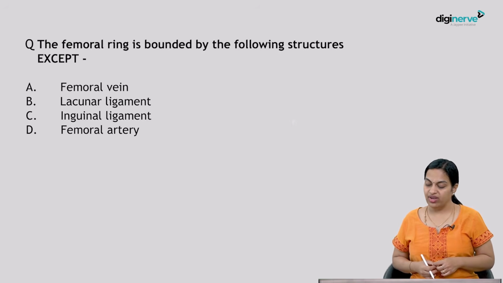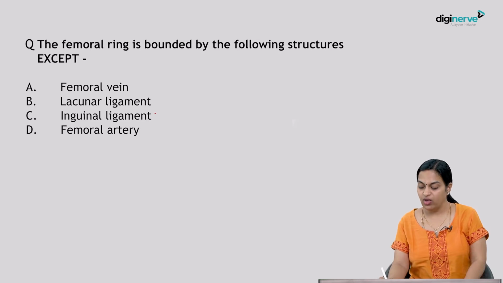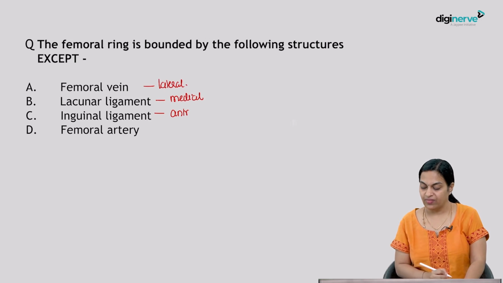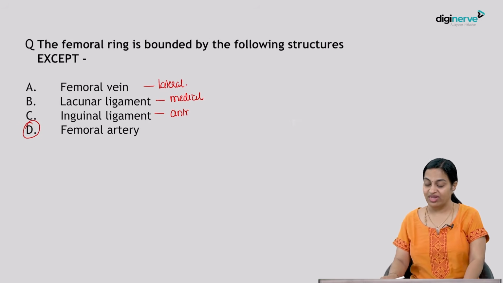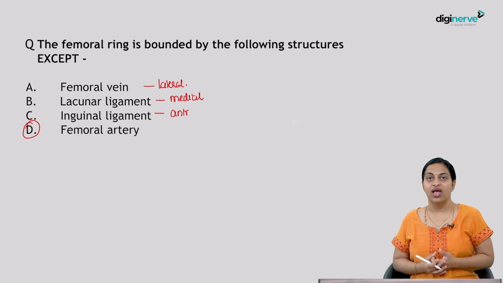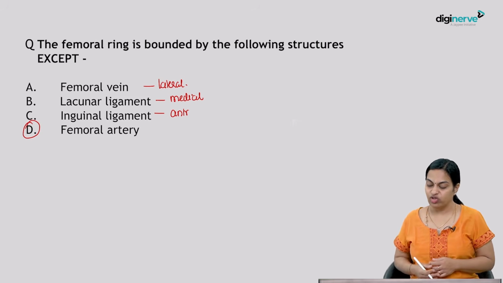The femoral ring is bounded by the following structures. The inguinal ligament will form the anterior boundary, the lacunar ligament will be the medial boundary, and the femoral vein is related lateral to it. The femoral artery is not a boundary for the femoral ring. It lies as the content of the lateral compartment of the femoral sheath.